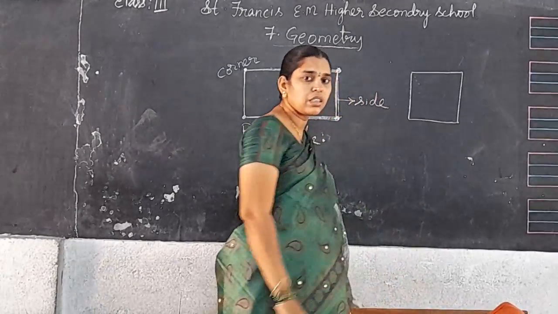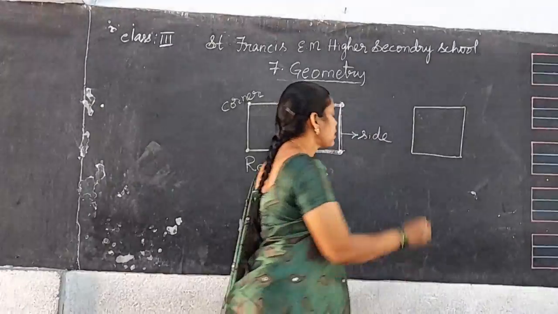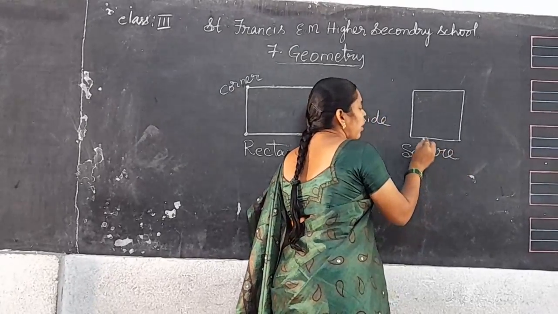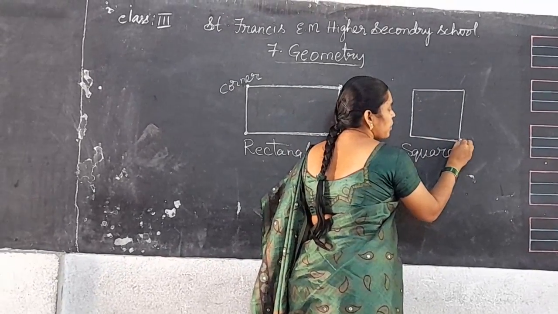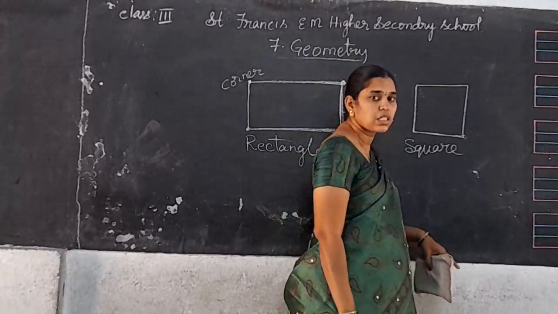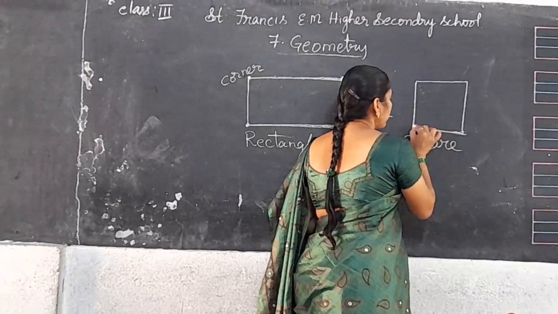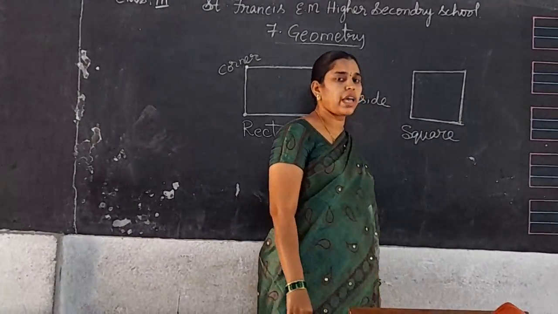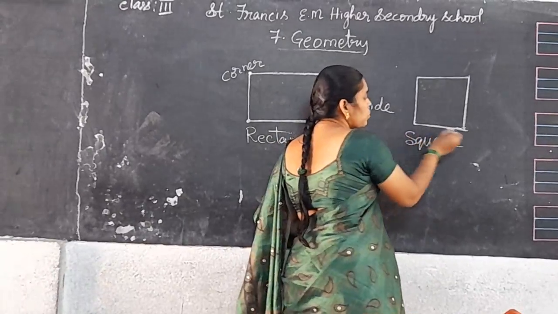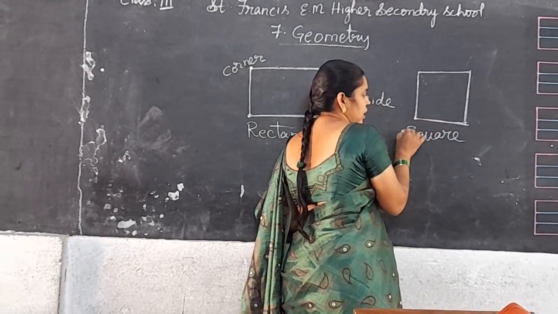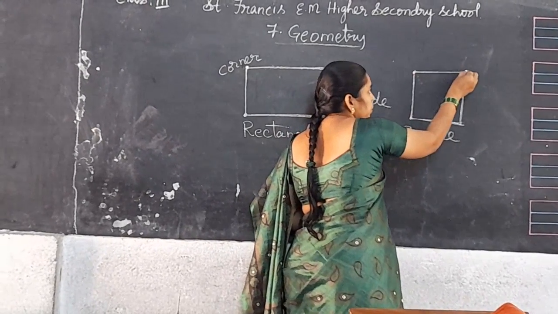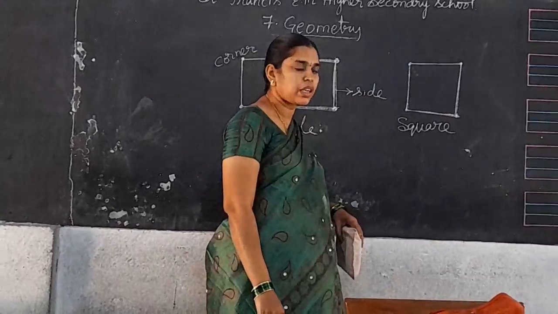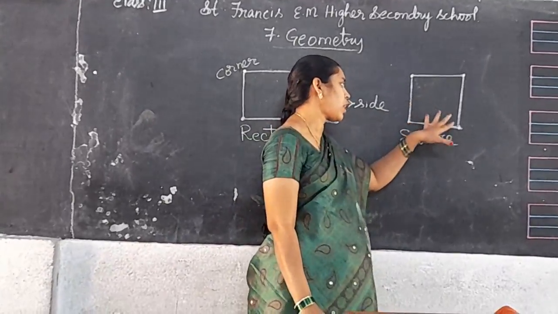What is this picture? Square. How many sides, how many straight lines? The straight lines are called sides, right? This is 1, 2, 3, 4. So 4 sides. How many corners? 2 sides meet at a point is called a corner. 1, 2, 3, 4. So 4 corners. Clear? 4 sides and 4 corners.